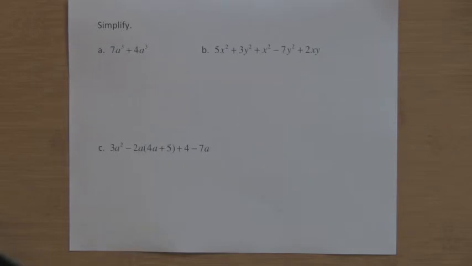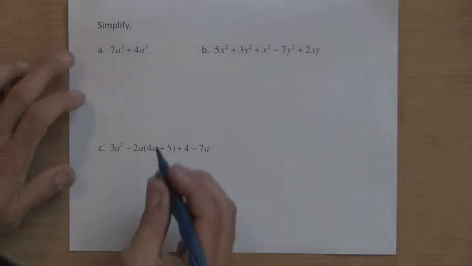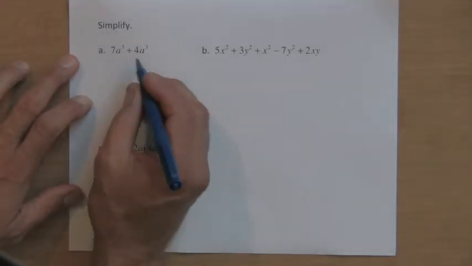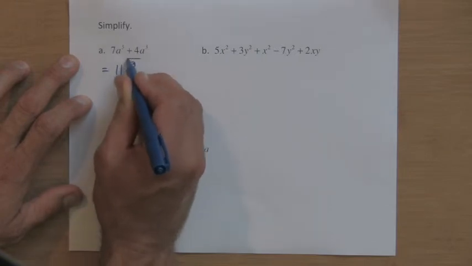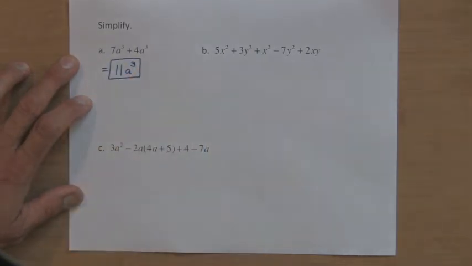All right, hopefully you finished these 3 and you're checking your answers. First one, 7a cubed plus 4a cubed. They're a cubed terms, so you have 7 of them plus 4 more of them makes 11a cubed. And that's the simplest form of that expression.